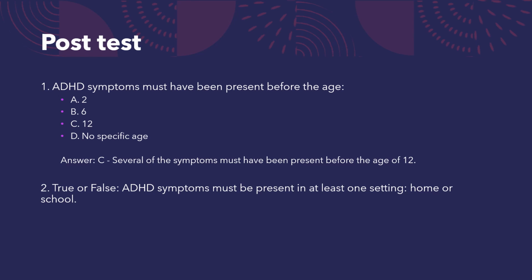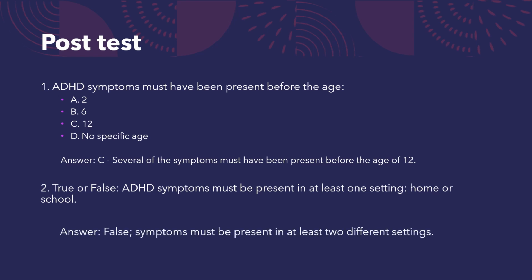Number 2. True or false? ADHD symptoms must be present in at least one setting, home or school. False. Symptoms must be present in at least 2 different settings.